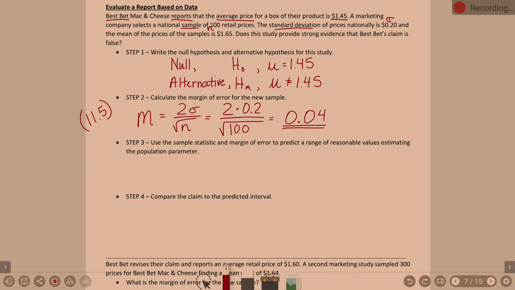With that in mind, look at step 3. Use the sample statistic and margin of error to predict a range of reasonable values estimating the population parameter. So what was our sample statistic? The sample mean was $1.65. So we take the sample mean plus or minus the margin of error. The sample mean was $1.65, plus or minus, what's my margin of error? 0.04.